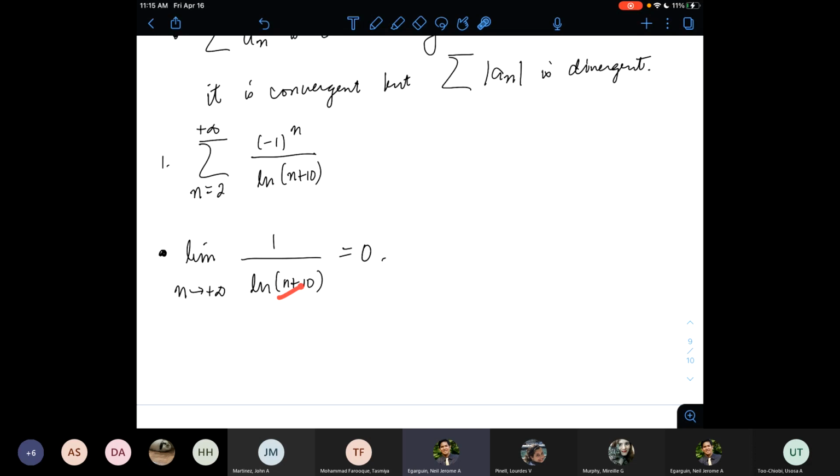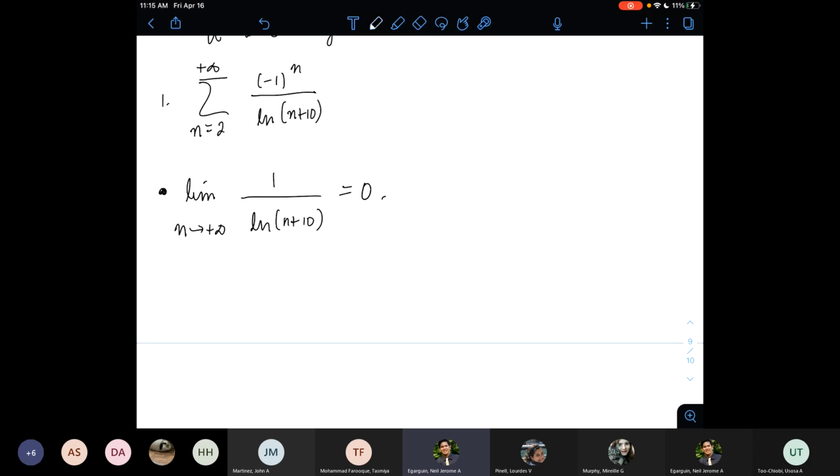Because when n becomes large, n plus 10 becomes large, and ln of a large number is a humongous number. So 1 divided by a large number will go to 0. That means there's a chance that the alternating series test will apply here.